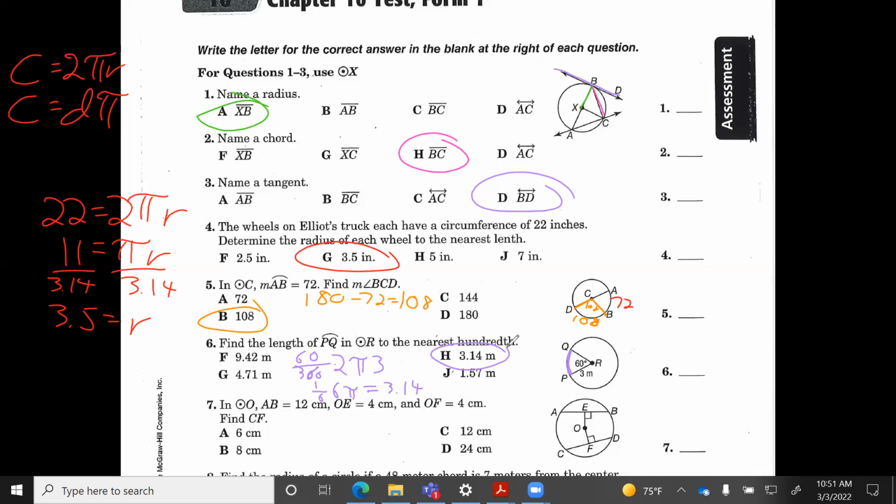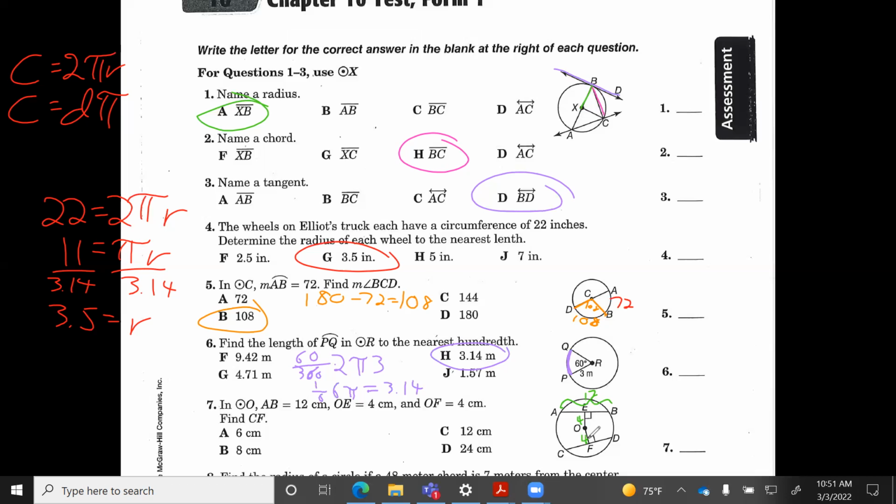All right, on number 7. Said in circle O, AB is 12. All right, so labeling this again. AB is 12. Then it said that EO is 4. It also told me OF is 4.